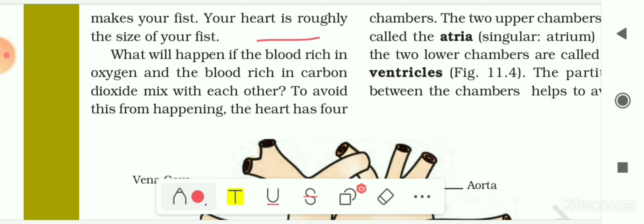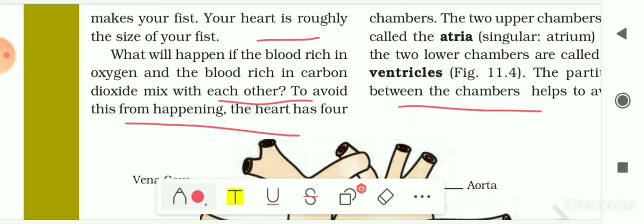Now what will happen if the blood which is rich in carbon dioxide and the blood which is rich in oxygen mix with each other? It may even cause death to a person if these two bloods mix, and it may cause serious problems in our body. So to avoid this from happening, the heart has 4 chambers.